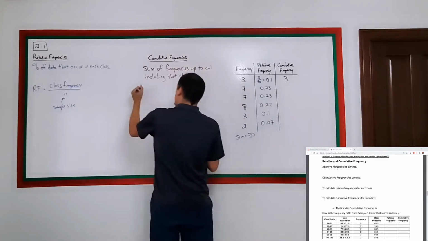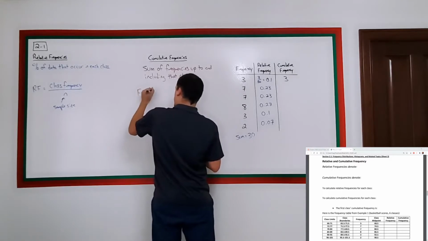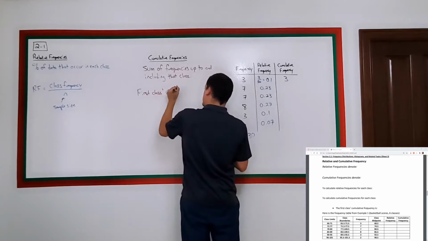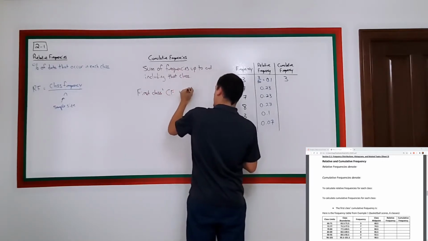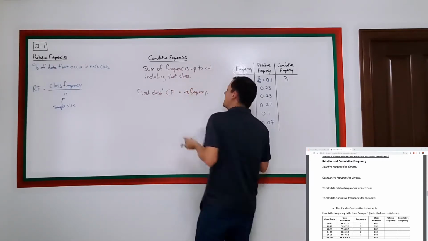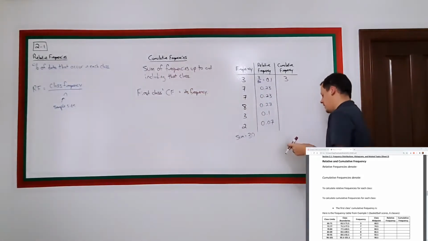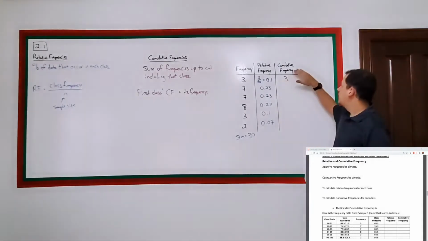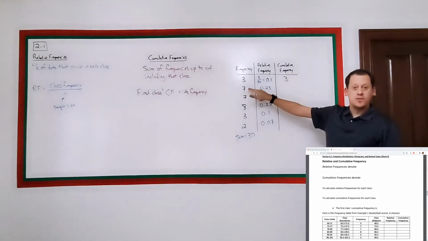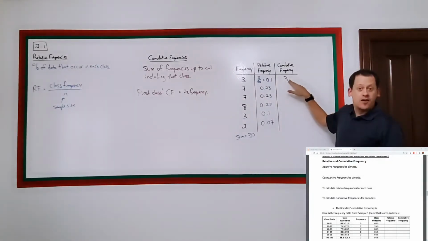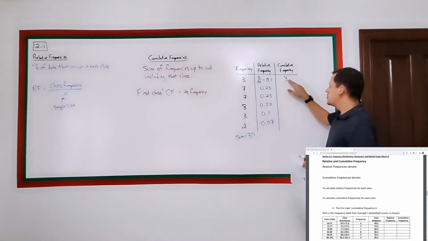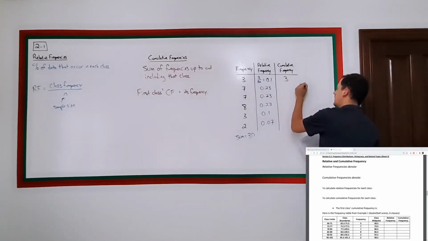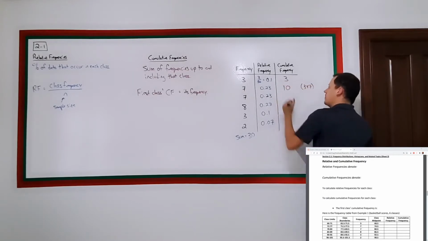So the first class's cumulative frequency equals its frequency. And for every subsequent class, we're going to add that class's frequency to the prior class's cumulative frequency. So, 3, we're going to be adding 7 here to make the cumulative frequency 10.